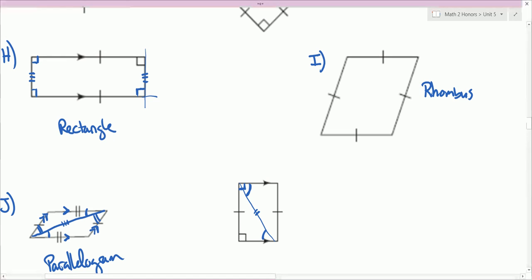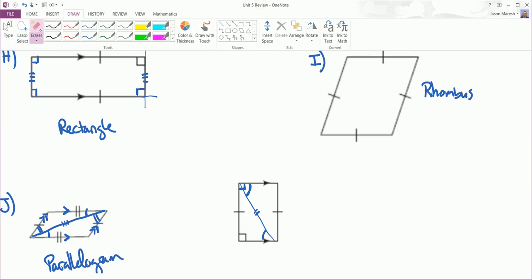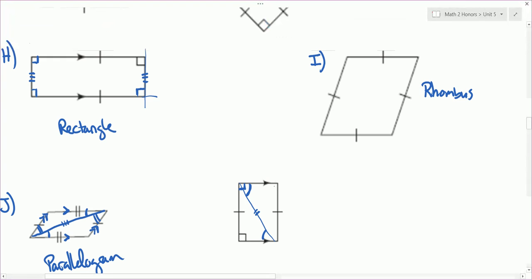What we do know though, I'll come back to this, well, change colors on here. So if we call this angle over here angle X, and this whole angle here angle Y.